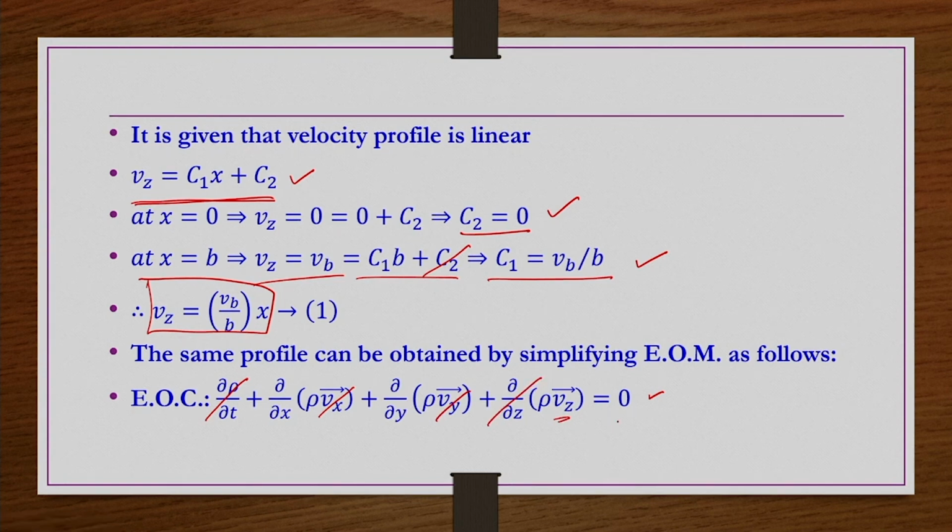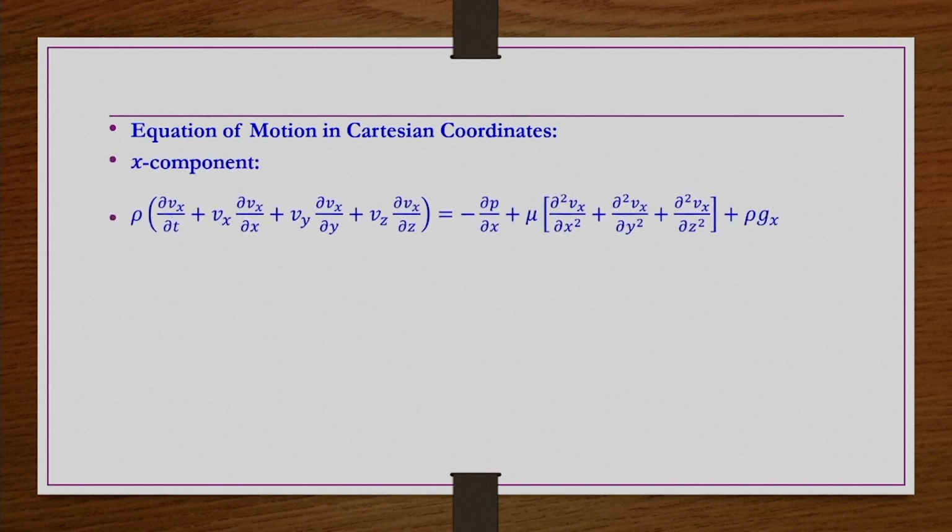So, continuity is satisfied. So, the constraints are whatever the constraints that we have listed, they are reliable ones. Then the x component of the equation of motion in Cartesian coordinates, if you write, this is what we have. We have written for the Newtonian fluid directly. So, then it is a Navier-Stokes equation. Okay. So, the Navier-Stokes equation x component is given here.